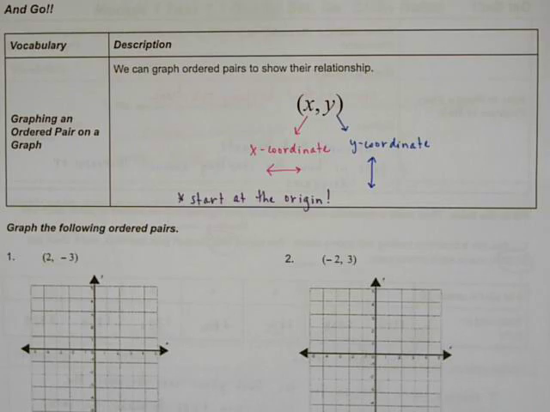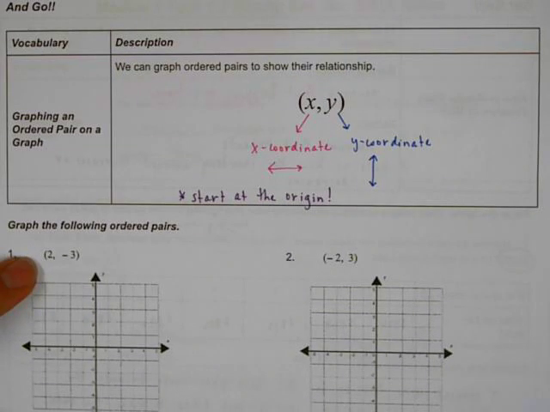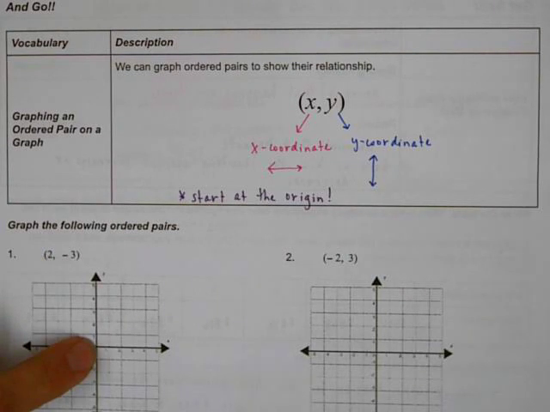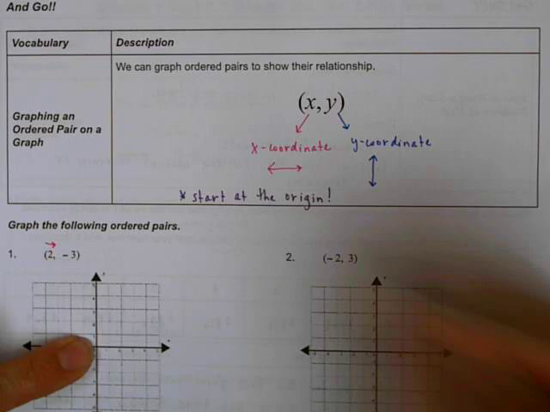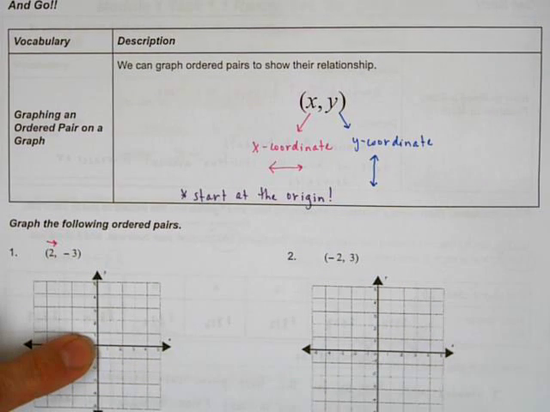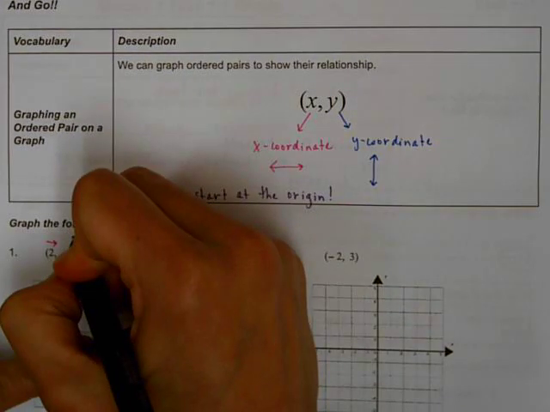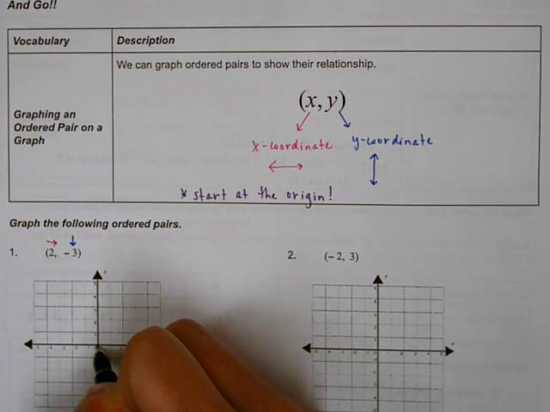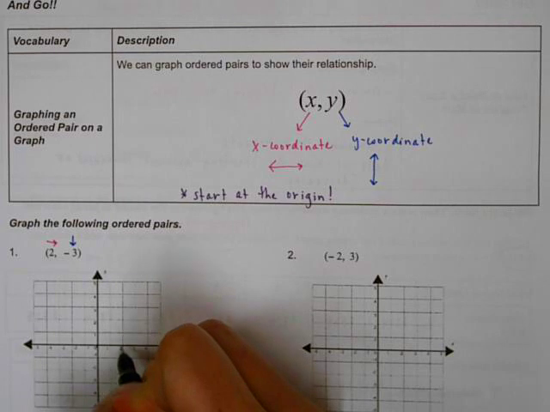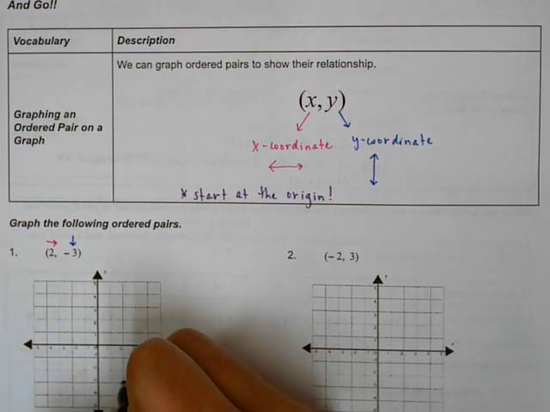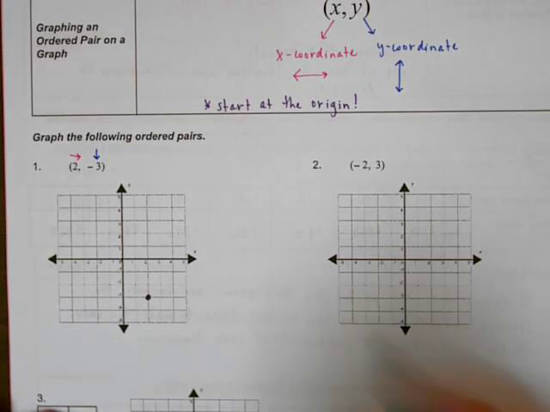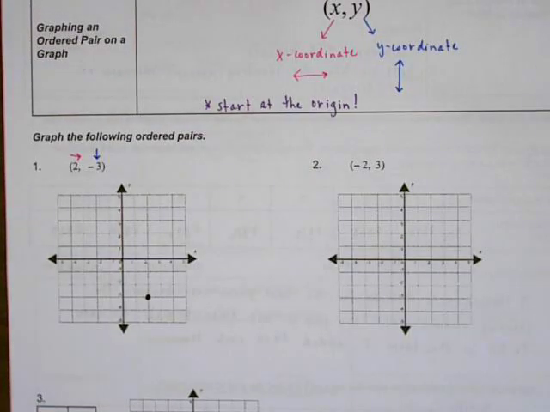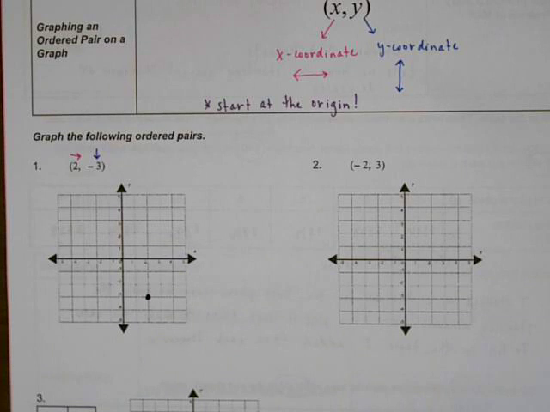Okay, so for my first ordered pair here, I have an x and a y coordinate. Because my x-coordinate is a positive 2, it's telling me, starting at the origin, to go right 2. Now, because my y-coordinate's negative, that's telling me to go down 3. So to plot this point, I'm going to start at the origin, go right 2 and down 3, and plot my point. So the ordered pair is just a set of directions to get you to that point.